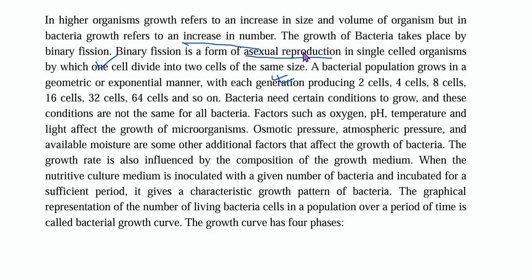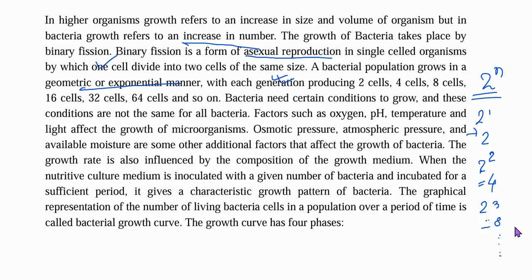And the bacterial population grows in a geometric or exponential manner, with each generation producing 2 cells, 4 cells, 8 cells. That is, in the first phase it is 2 cells, in the second phase it is 4 cells, and then it is 8 cells, and so on.